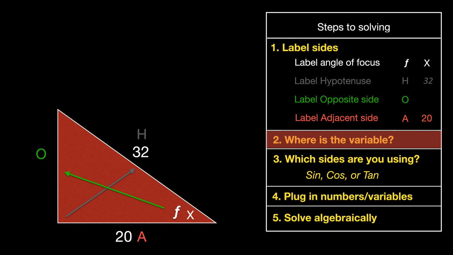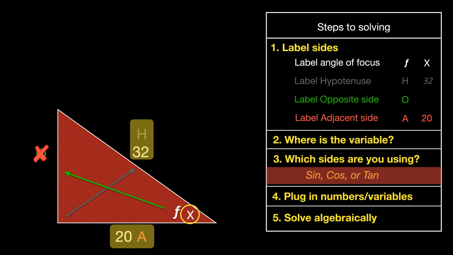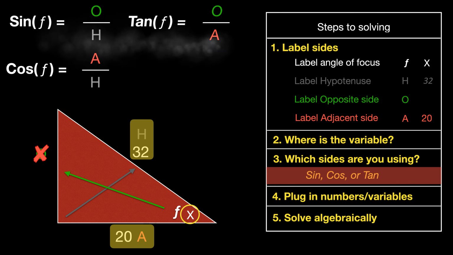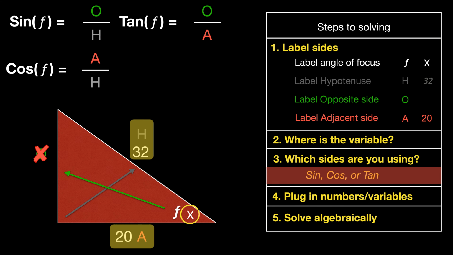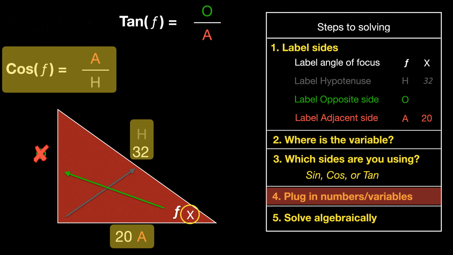So where is the variable? Well, in this one, the variable is actually our angle. And so which sides now are we using? So we're using A and H, and there's nothing on O, so we're not using O. So which function, sine, cosine, or tangent uses A and H, and then you're going to use that one. So that's going to be cosine that uses A and H, so we can get rid of sine and tangent.